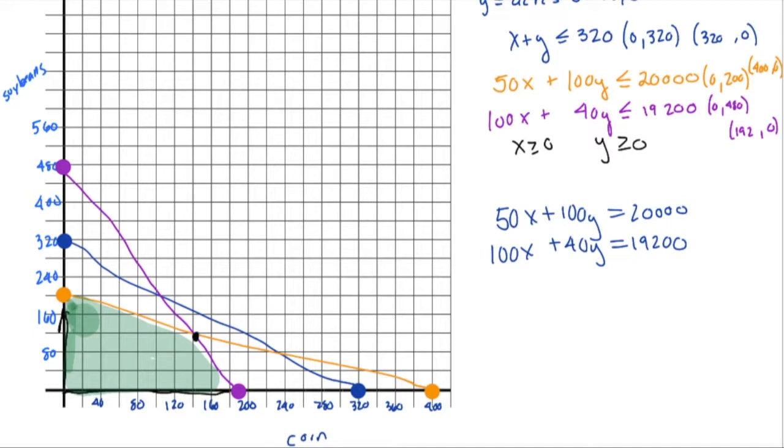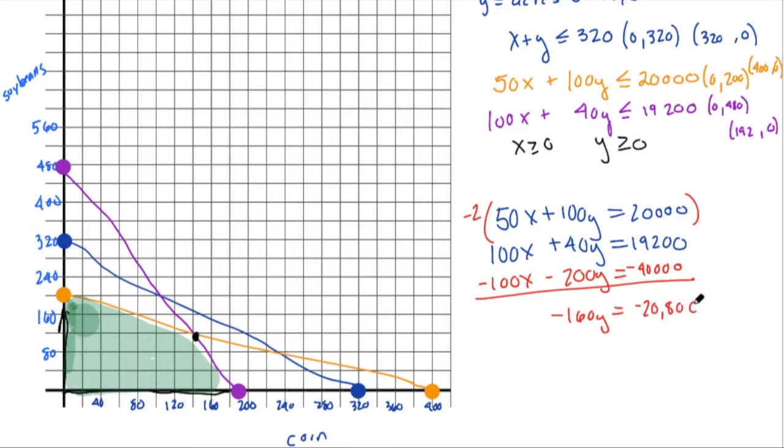I'm going to go ahead and multiply the top equation here by -2, and then I'll write it down beneath here. So negative 100x minus 200y is equal to negative 40,000. Great. If we go ahead and add the second and third equations we see here, we get negative 160y equals negative 20,800. And then if we divide both sides by negative 160, we get y equals 130.